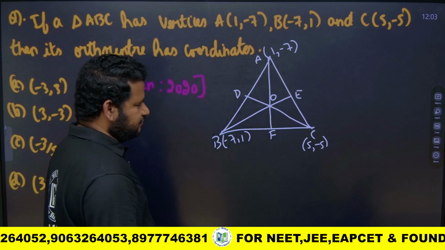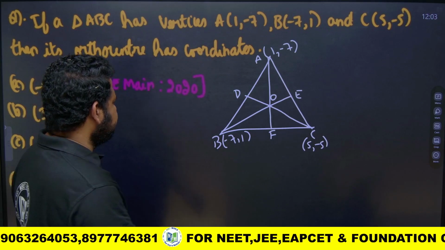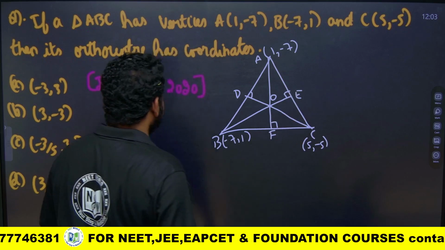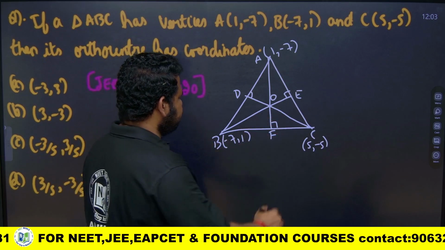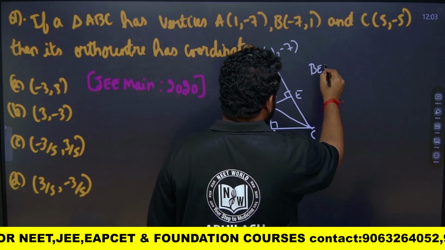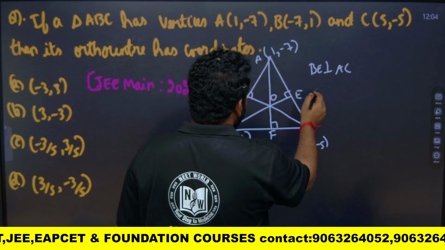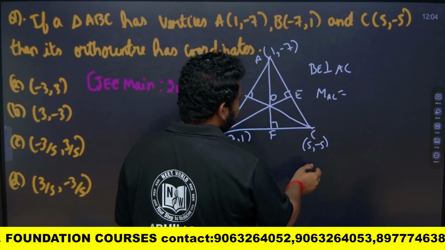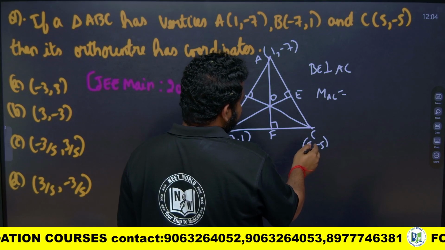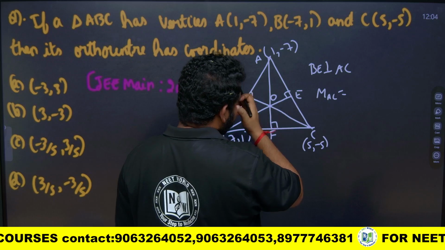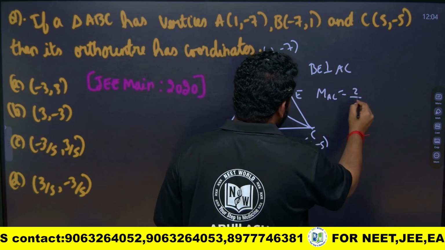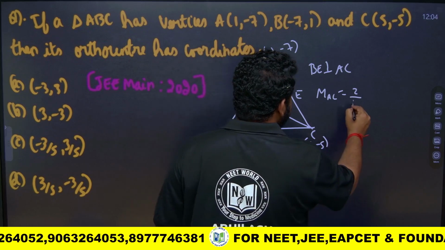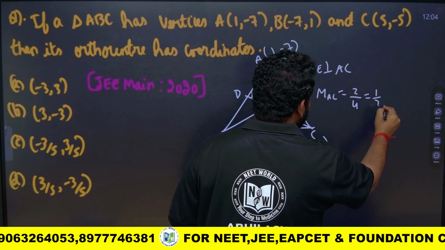One thing you must understand: they are perpendiculars. Here also it is perpendicular, and this is also perpendicular. Now if I take BE perpendicular to AC, I will get the slope of AC. Slope of AC is (y2 minus y1) by (x2 minus x1), which is (minus 5 plus 7) by (5 minus 1), that is 2 by 4. I will get it as 1 by 2. Slope of AC is 1 by 2.